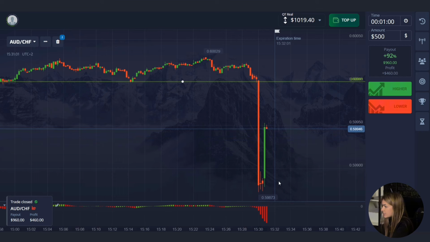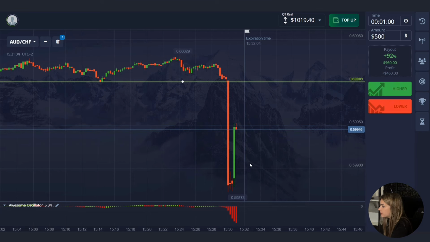Well, that's great, guys. As you can see, we are making a profit. I just got into the most impulsive downward movement of the price, into the very breakdown of the level. 1 minute was enough for us.